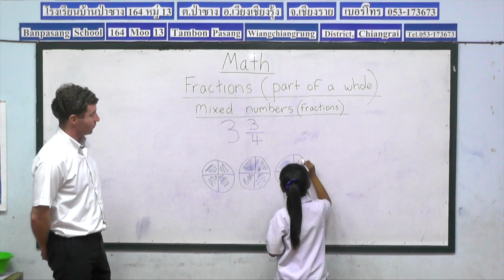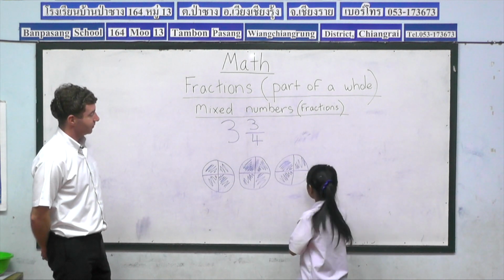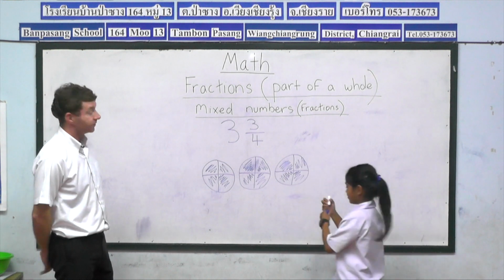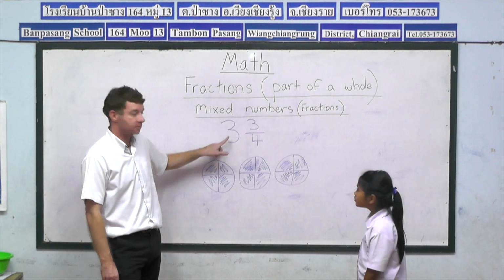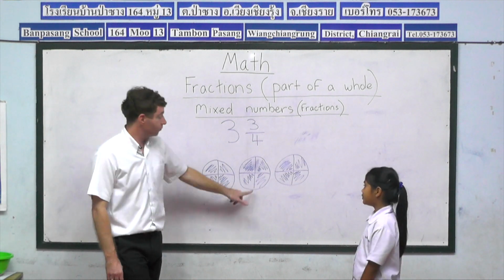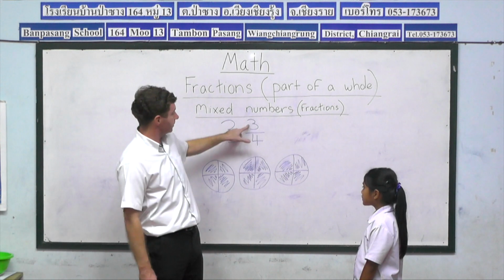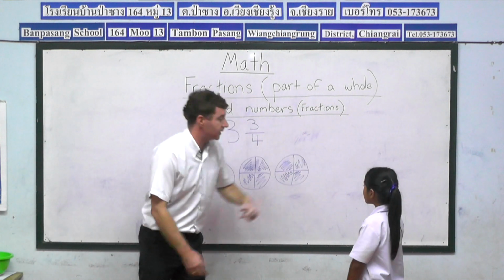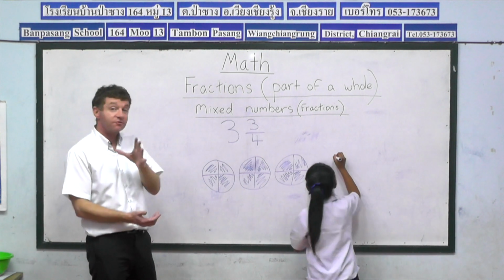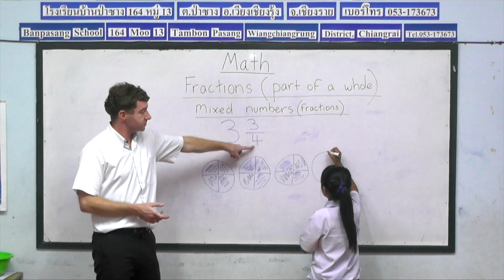Okay, so 1 2 3 4. So guys, now we have how many whole circles? 1 2 3. But now we need another circle that shows 3/4. So once again, now for circle number 4. Circle number 4 will show the fraction. How many parts? 4.